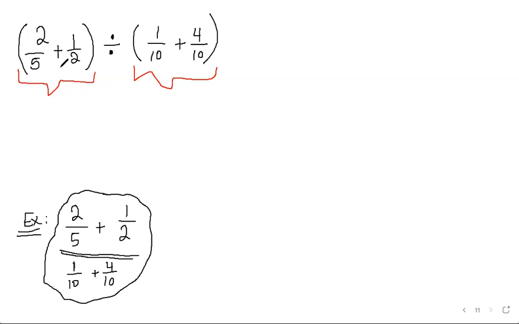Okay, let me simplify this one. 2/5 plus 1/2. I need the answer as just one fraction. So I can cross multiply. 2 times 2 is 4, plus 1 times 5 is 5, 5 times 2 is 10. So the answer is 9/10. This is the first part. For the second part, the same idea.